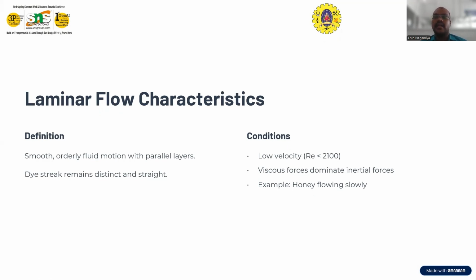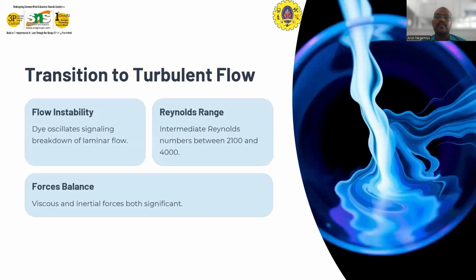An example is honey flowing slowly. If you pour honey from one bottle to another bottle, it pours very slowly. That is called laminar flow. Next is turbulent flow, or transition to turbulent flow. In the transition, over a particular period of time, the laminar flow can be transformed to turbulent flow.